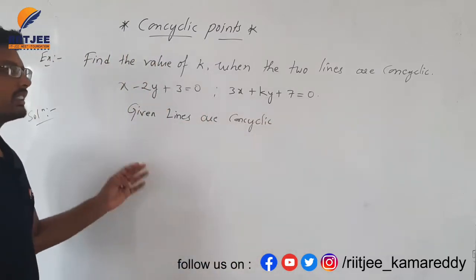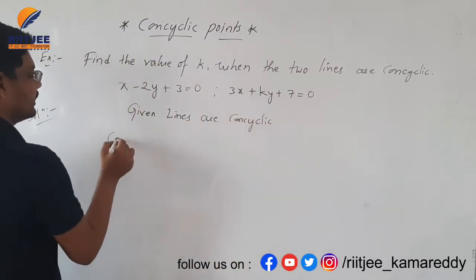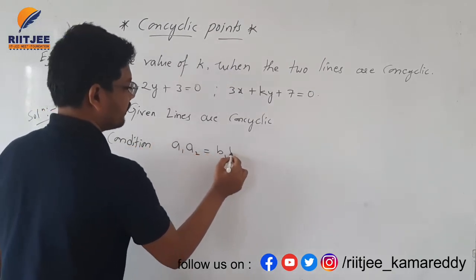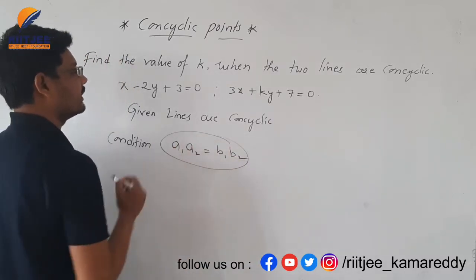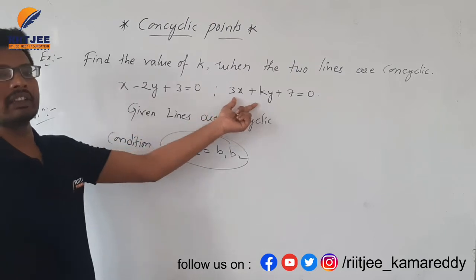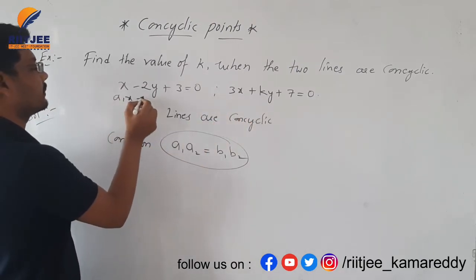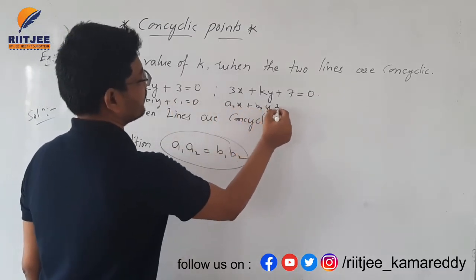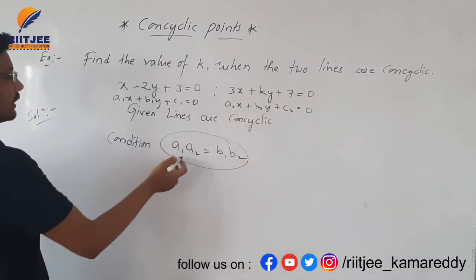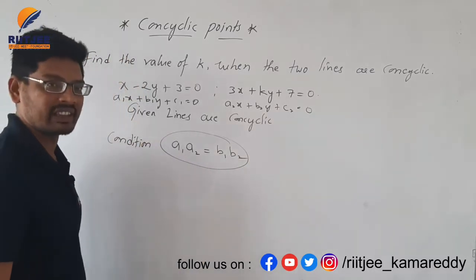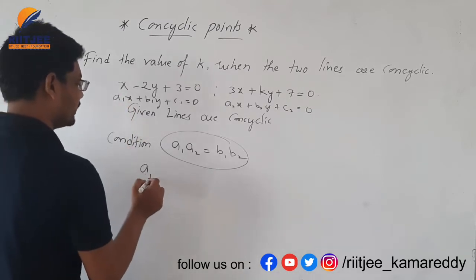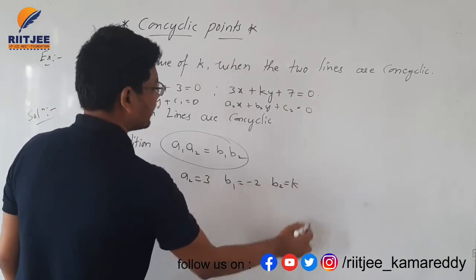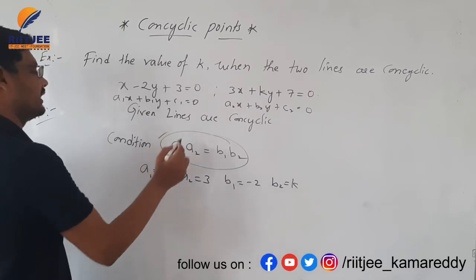If they are concyclic, what is the condition here? The concyclic condition is a1 a2 is equal to b1 b2. If you compare these two equations with a1x plus b1y plus c1 is equal to 0 and a2x plus b2y plus c2 is equal to 0, and substitute the a1 a2 and b1 b2 values, then we will get the value of k. Here a1 is equal to 1, a2 is equal to 3, b1 is equal to minus 2, b2 is equal to k. Let us substitute these four values in the condition.